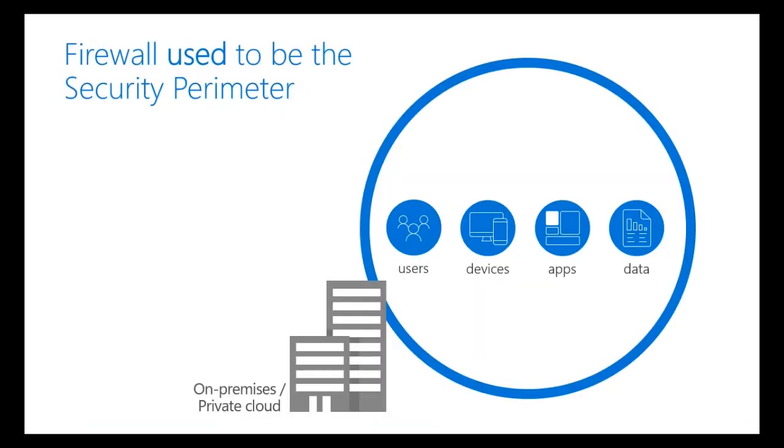Now, this has largely come about because of a change in the environment that we see today. The change is that in the good old days, we used to have largely on-prem environments that were protected by a UTM, a firewall device.